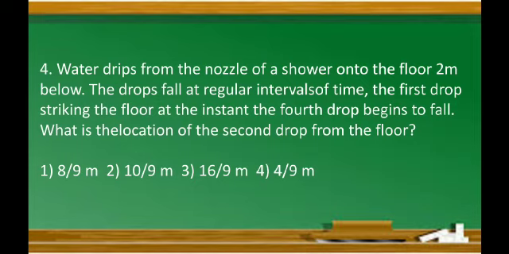Water drips from the nozzle of a shower onto the floor 2 meter below. The drops fall at regular intervals of time. The first drop strikes the floor at the instant the fourth drop begins to fall. What is the location of the second drop from the floor? Option 1: 8 by 9 meter. Second one: 10 by 9 meter. Third one: 16 by 9 meter. Fourth one: 4 by 9 meter.